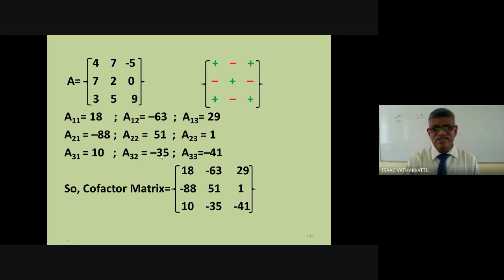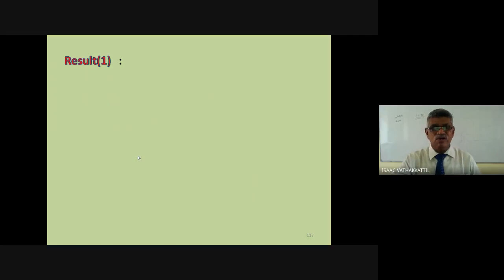I take it for granted that it is clear what the minor of an element of a square matrix is, what a cofactor is, and how to get the cofactor matrix. Cofactors are one of the major terms in matrices and determinants. Now we are going to have two small results here, but very important.